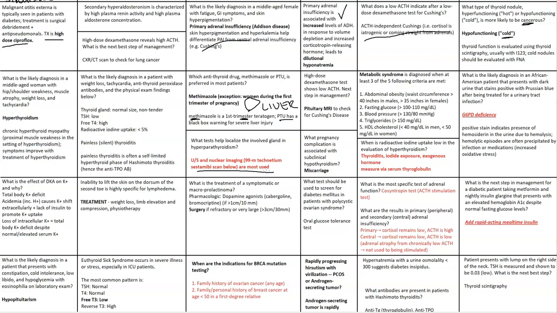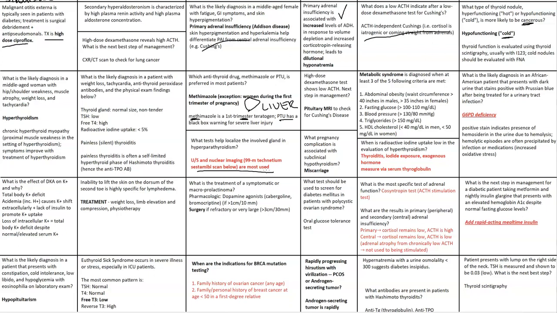What is the most likely diagnosis in an African American patient that presents with dark blue urine that stains positive with Prussian blue after being treated for a urinary tract infection, probably getting an antibiotic that's exacerbating their G6PD deficiency? Positive stain indicates the presence of hemosiderin in the urine due to hemolysis. Hemolytic episodes are often precipitated by infection or medication, so there's increased oxidative stress.